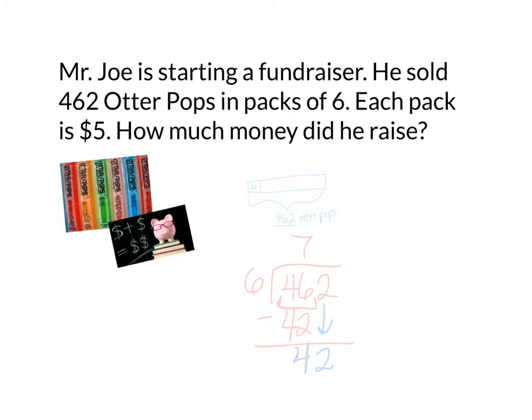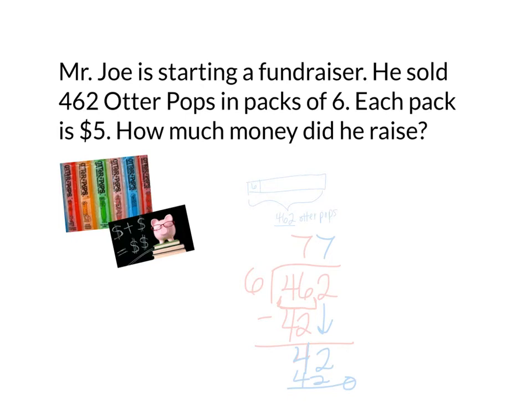If I have 42 ones and I split them into packs of 6, how many packs of 6 can I make out of 42? 7. Very good. So 7 groups of 6 is 42. So I can subtract to make sure that I don't have any leftovers. Do I have any leftovers? No. So I know now that Mr. Joe sold 77 packs of Otter Pops. Wow, that's good selling.